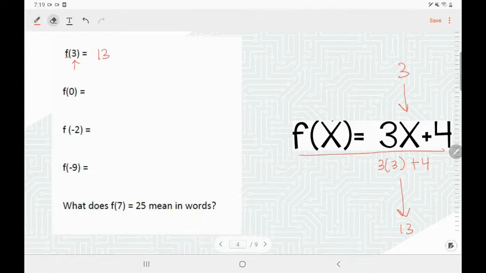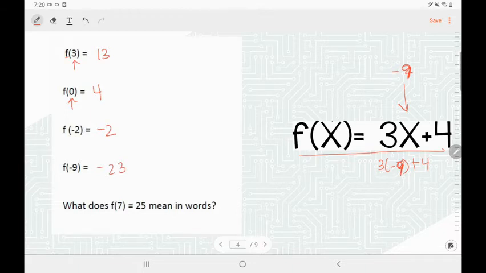Let's try that again. If I input a 0, I'm going to have 0 times 3 is 0 plus 4 gives me an output of 4. Take a second and pause the video and try the next two on your own. All right, last two. If I input a -2, -2 times 3 is -6, plus 4 is -2. And if I input a -9, -9 times 3 is -27, plus 4 is -23.